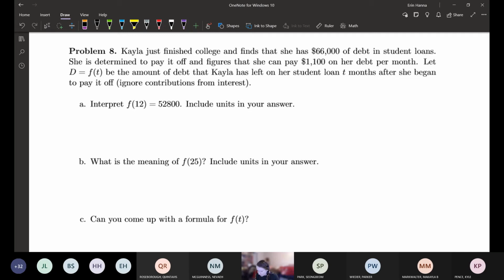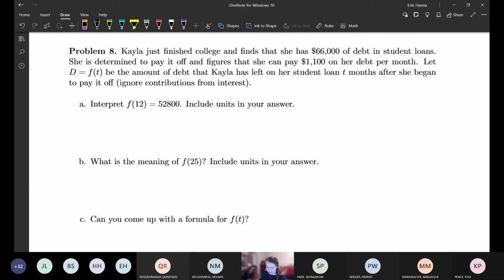So we're asked to interpret f of 12. Oh, and also we're in a fantasy land where interest doesn't exist. So we're going to interpret f of 12 equals 52,800 and include our units. If the 12 is a t, that would give us 12 months after she began to pay it off. And so our d value is the 52,800, and that's going to be the amount left. So that'll be in dollars.